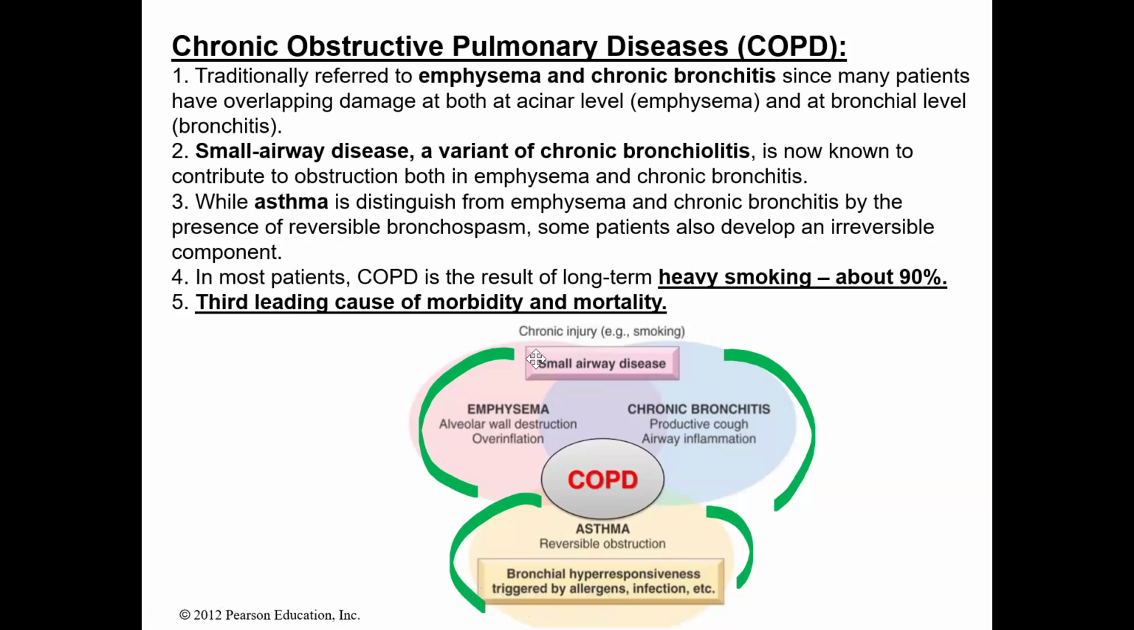And then number 2, that small airway disease, a variant of chronic bronchiolitis, is now known to contribute to obstruction, both emphysema and chronic bronchitis. And while asthma is distinguished from emphysema and bronchitis by the presence of reversible bronchospasm, some patients will develop an irreversible component to it as well. So in most patients, COPD is a result of heavy smoking, right? About 90%. It's the third leading cause of morbidity and mortality, depending on the year.